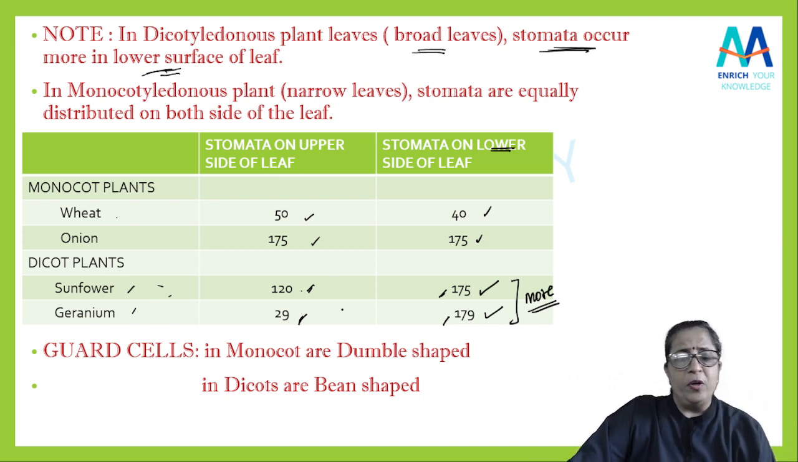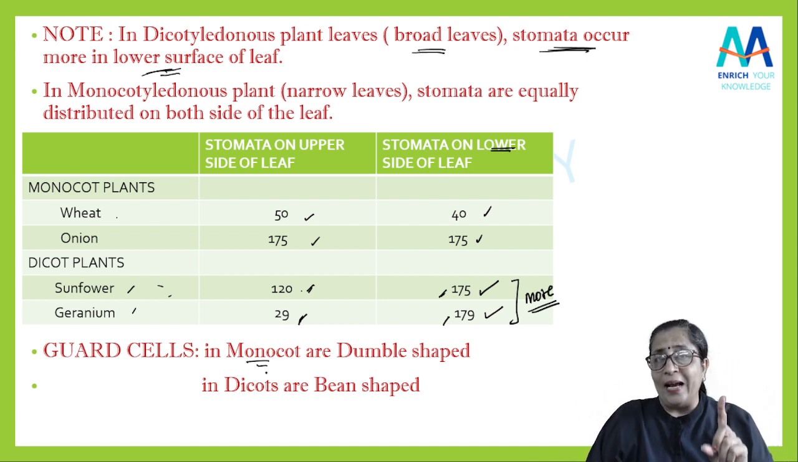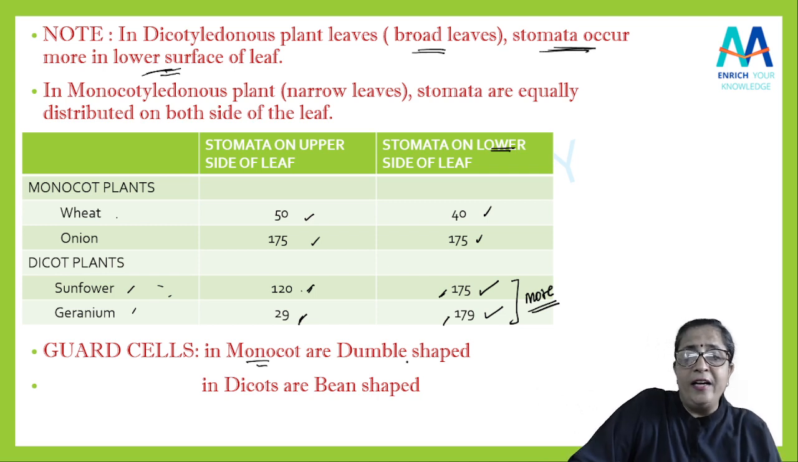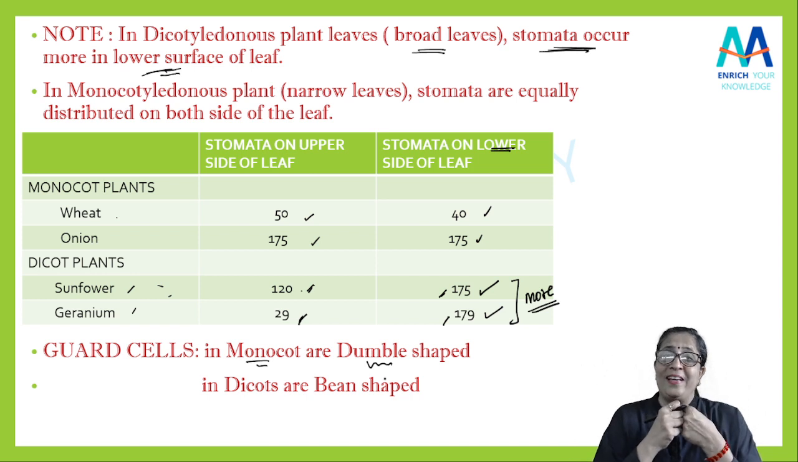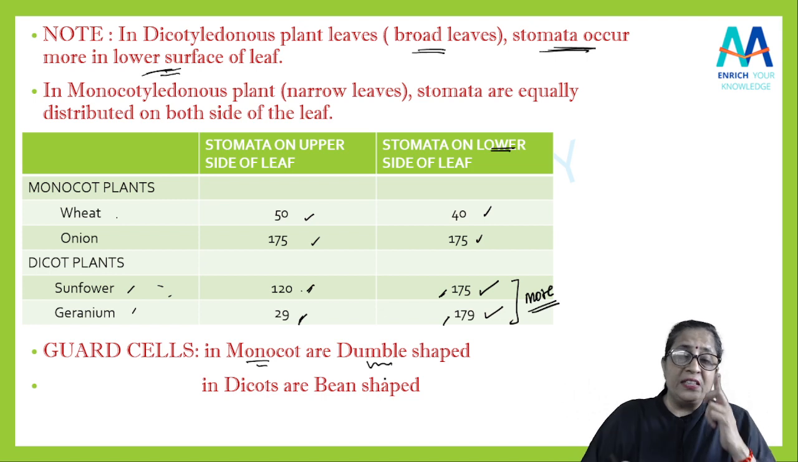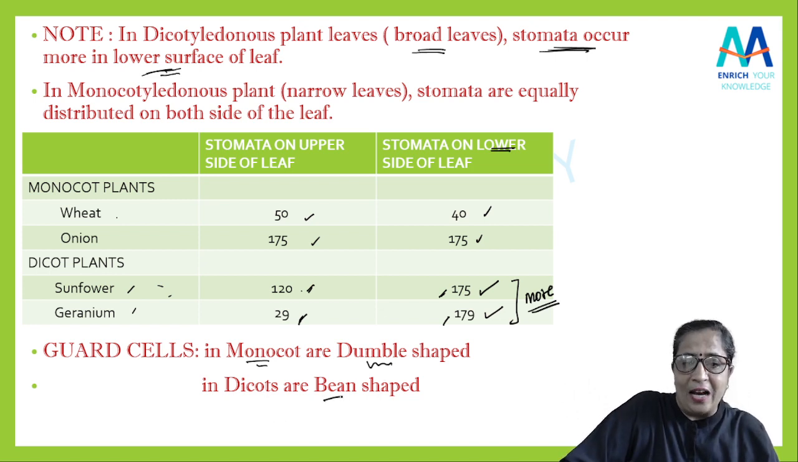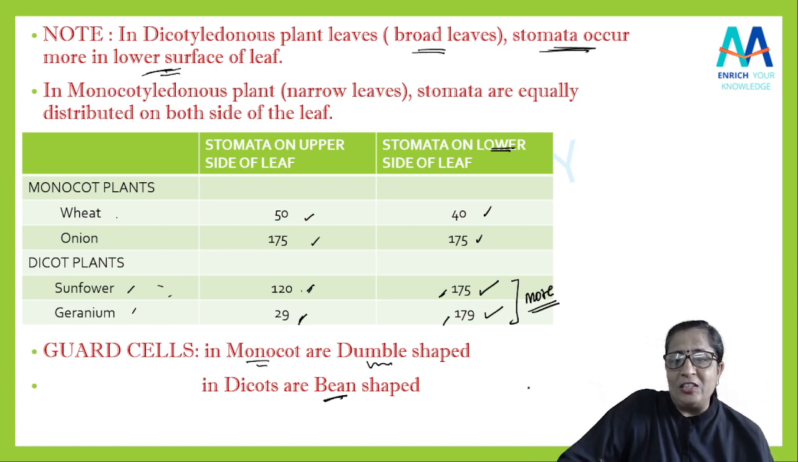One more important point, remember, if a monocotyledonous plant has stomata, in those plants the guard cells are dumbbell shaped. वो dumbbell shape जैसे रहेंगे. The shape of the guard cells I am talking about. Yes, if it is a dicot plant, then they will have guard cells with bean shape. This is again a very important difference. Bean shape, that means this one that I have shown you, है ना, इस तरह से रहेंगे वो bean shaped में.